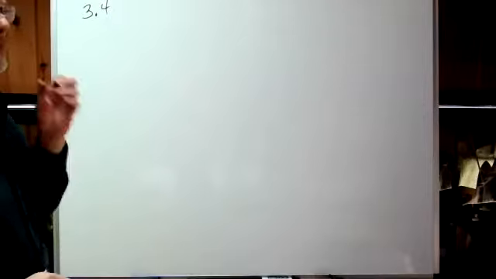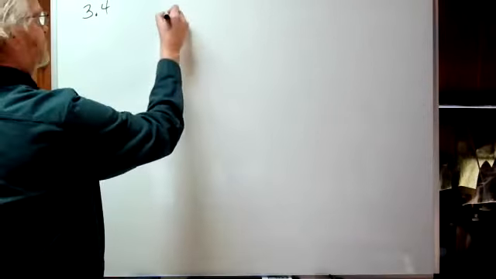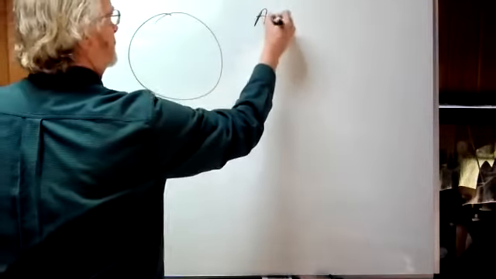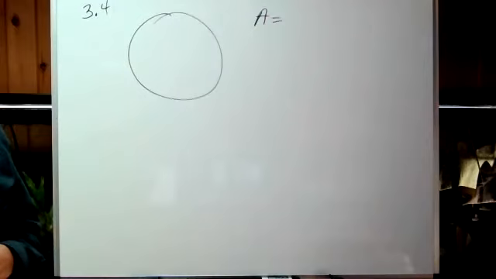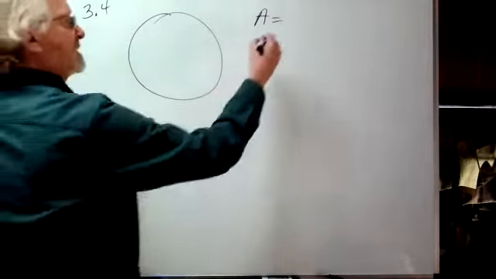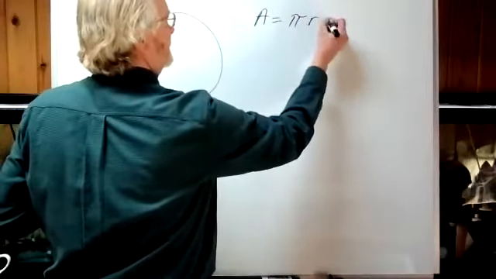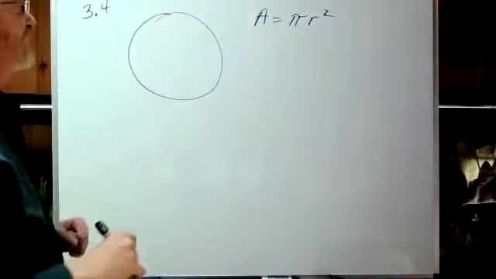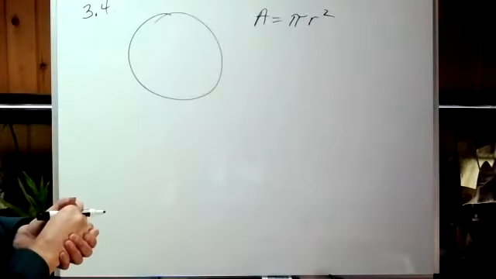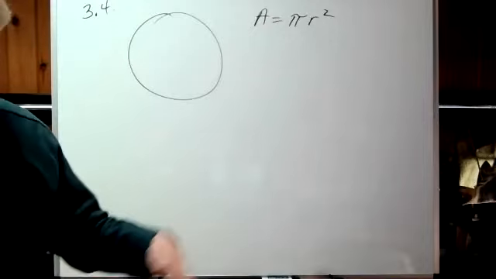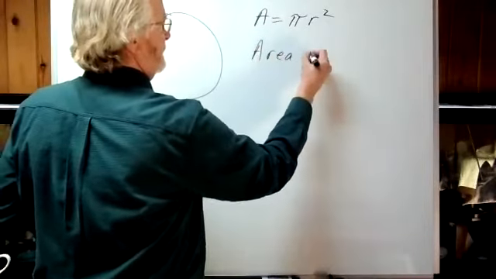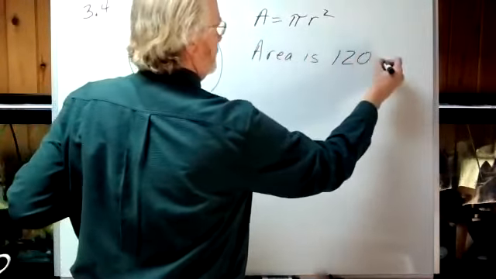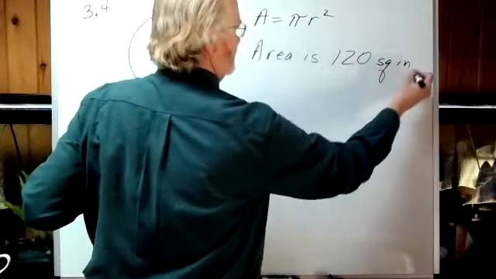Oh, I always like to do one more. Let's see, this one's a little circle. What's the formula for the area of a circle? Pi r squared? Pi r round, no, pi r squared. Okay. And let's see if I make up, I'm just going to make up some number. It's going to come out really weird, okay? I know the area is, oh, I'm going to say 120 square inches.